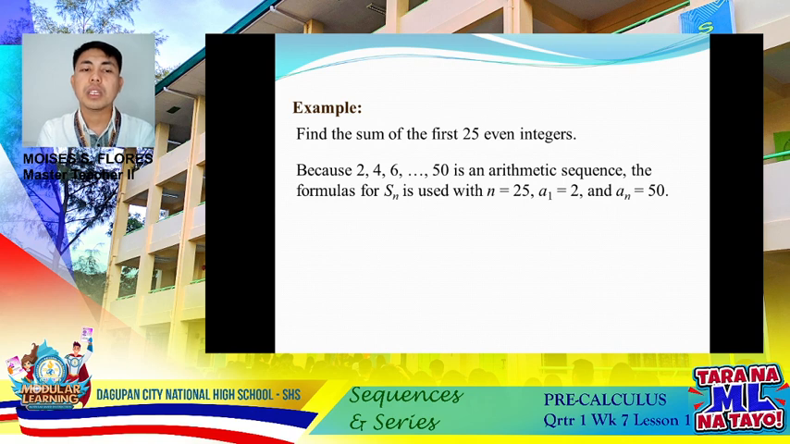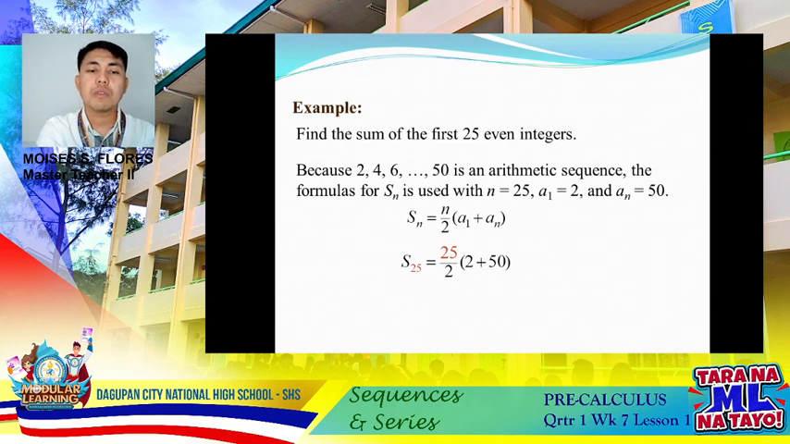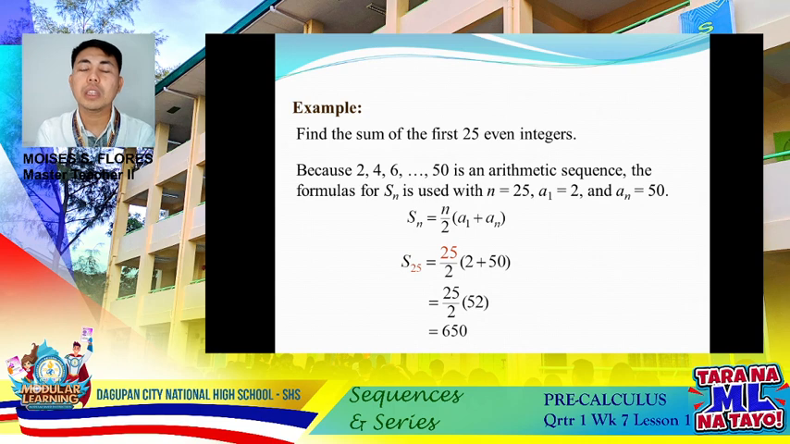So it's an arithmetic sequence, and the formula for that is again S of n. And we are going to use n equals 25, a sub 1 is 2, and of course, our last term, or a sub n, is equal to 50. Okay, so from the formula, 25 over 2, quantity 2 plus 50. Okay, so 25 over 2 times 52, and it's simply 650. So the sum of the first 25 even integers is 650.